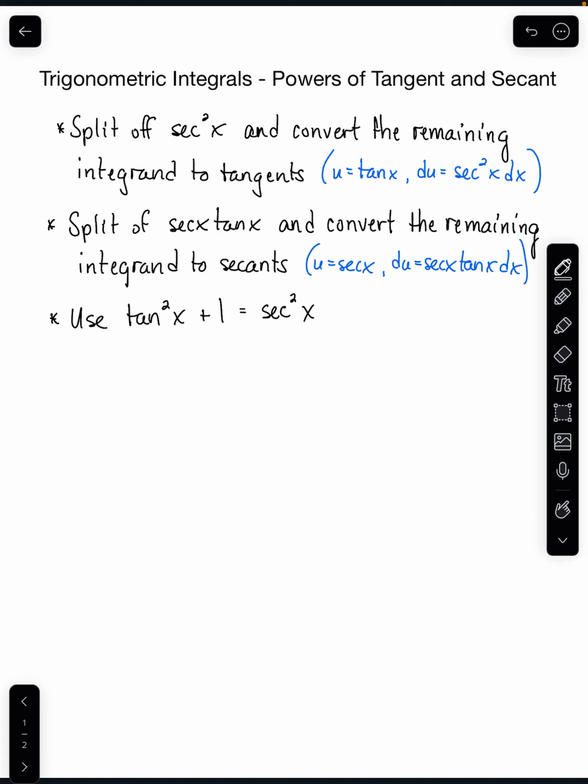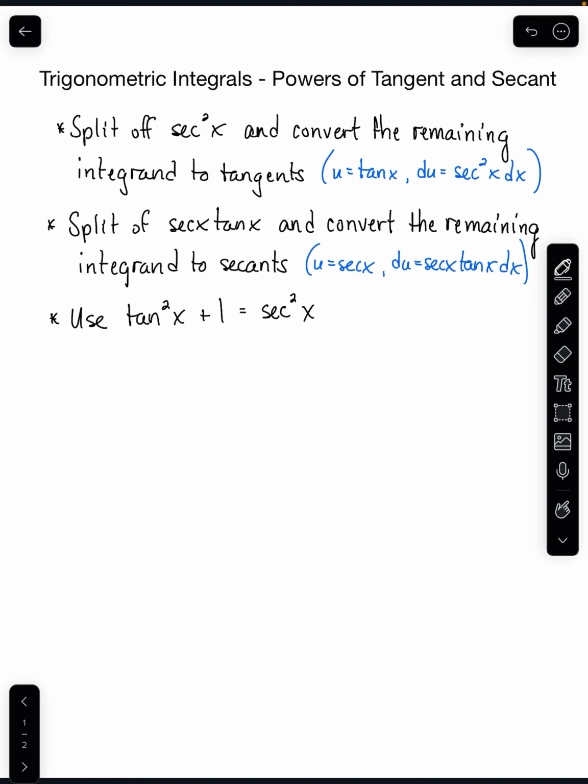That was the same basic goal in dealing with the powers of sine and cosine as well: if we're going to split off any factors, we wanted to make sure we left behind a positive even power to allow us to use the Pythagorean identities.